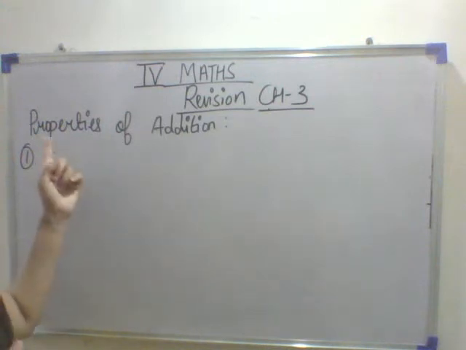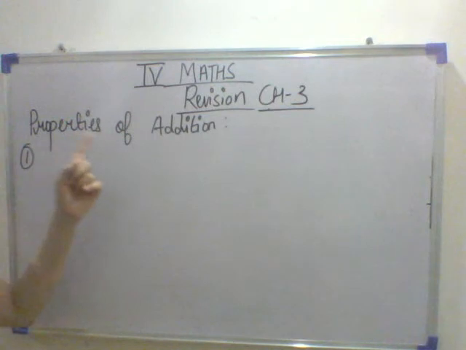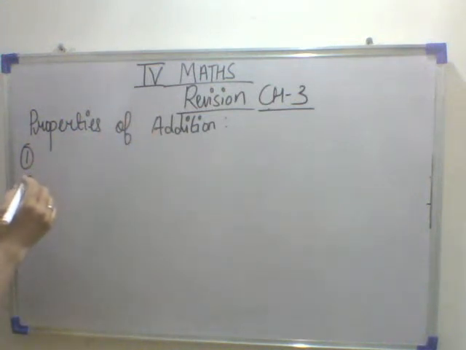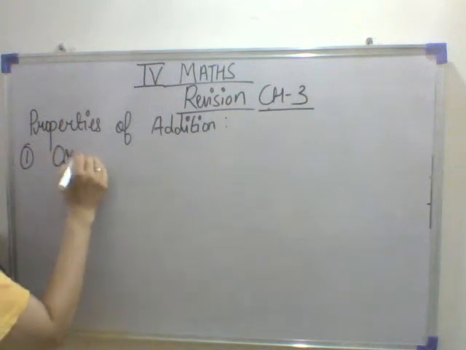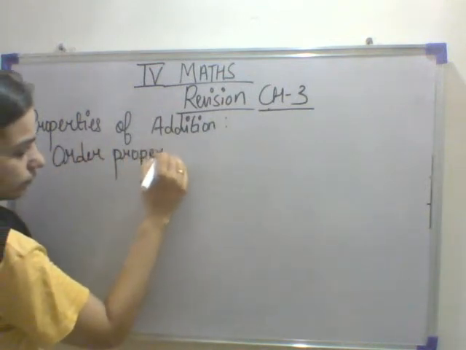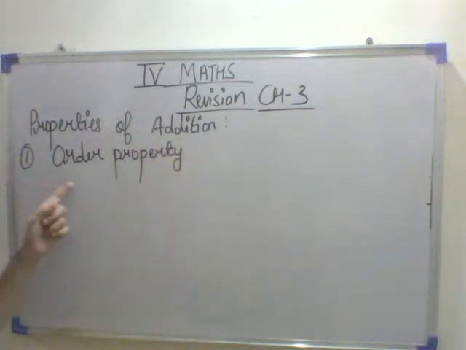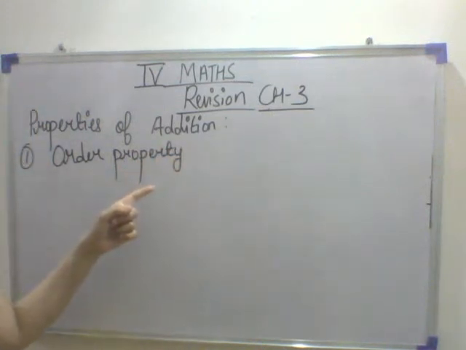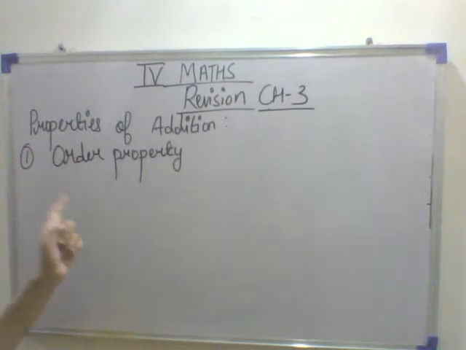Today we will be starting with the properties of addition. We will be revising these properties of addition. What is the first property? The first property is known as the order property. Order property. What does it mean? Changing the order of the two addends does not change the sum.